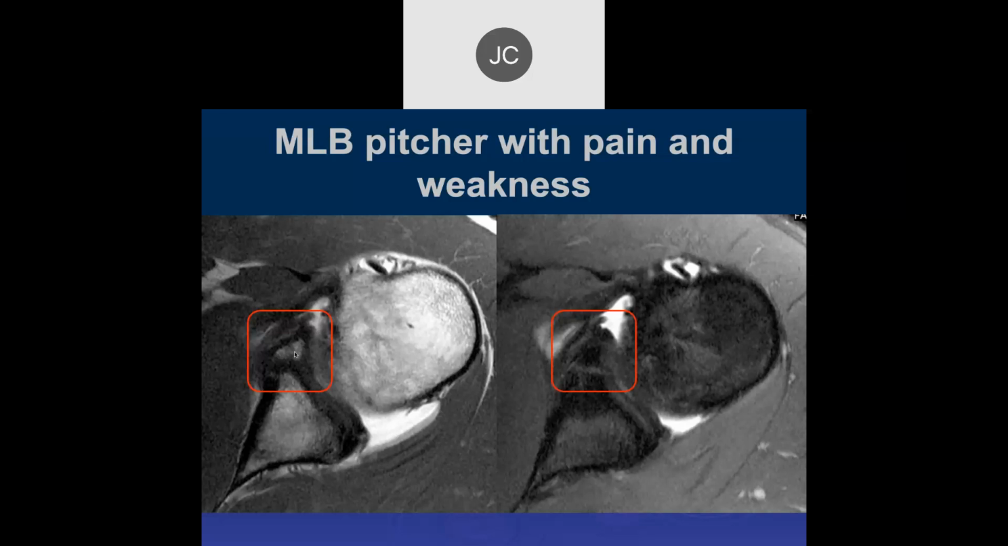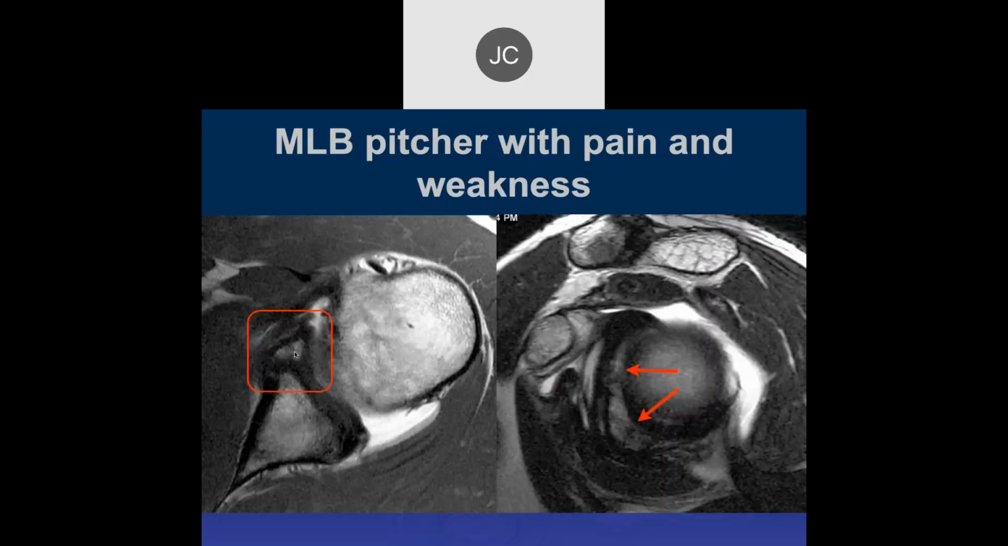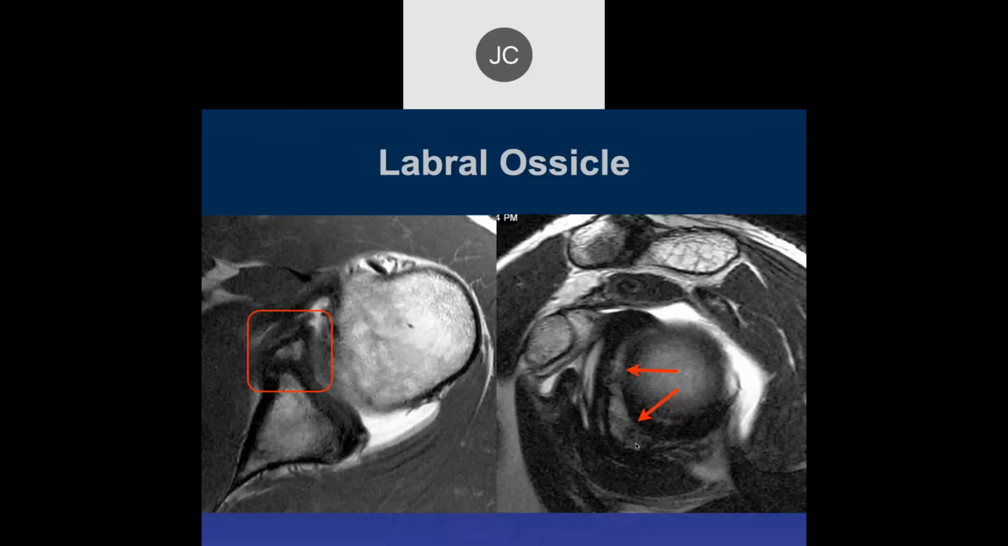Oh, it could be an osseous fragment. If we go to the sagittal images, this is what that high signal looks like. And this is a labral ossicle. Oh, okay. Looks like bone. Yeah, it is bone, I think.